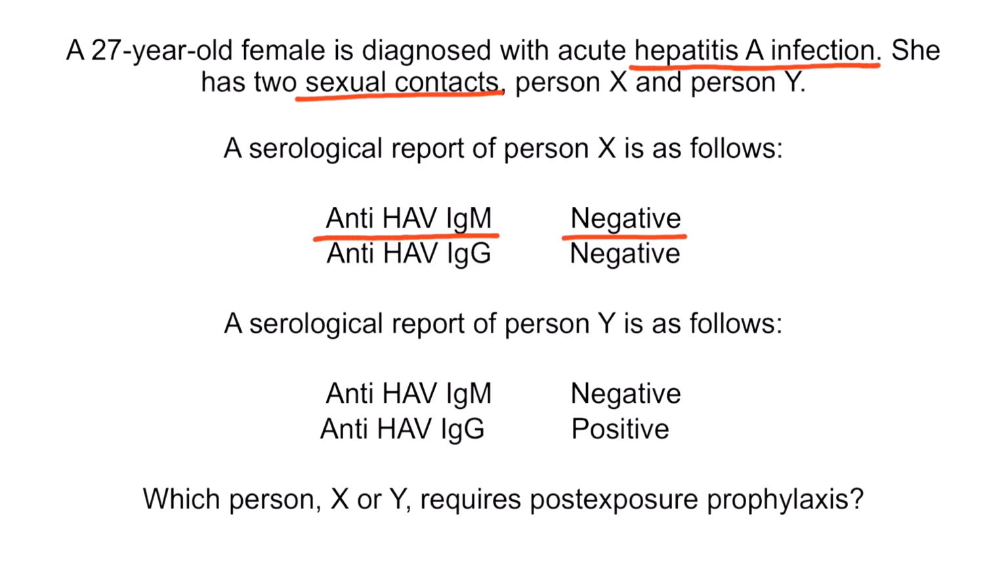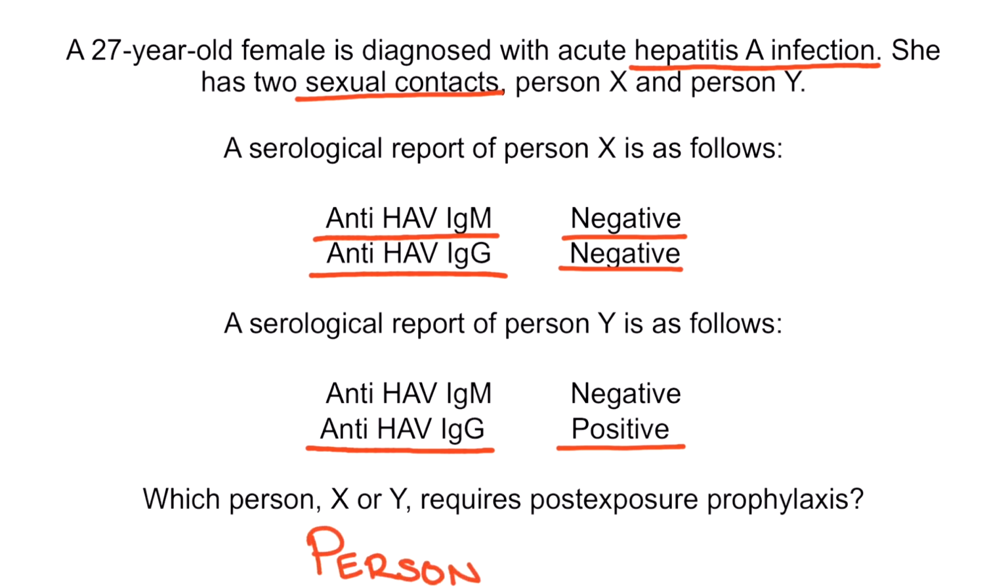Secondly, person X is anti-HAV IgG negative. Recall from our previous discussion that IgG antibody indicates immunity, and hence we can safely say that person X does not have immunity against hepatitis A and is susceptible to contracting this infection from our patient. Therefore, he or she requires vaccination. Person Y, on the other hand, is anti-HAV IgG positive, meaning he or she is already immune to this virus, either due to a past infection or vaccination, so this individual does not require post-exposure prophylaxis. So the answer to the question is person X.